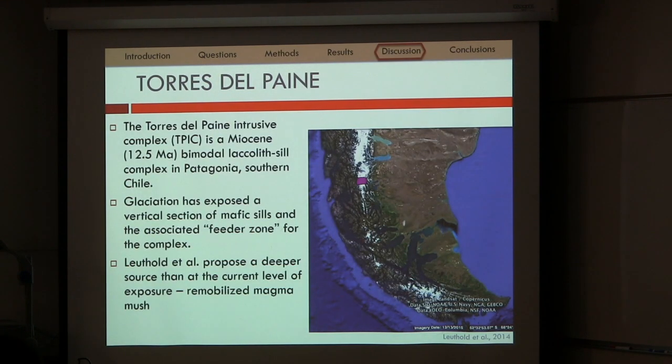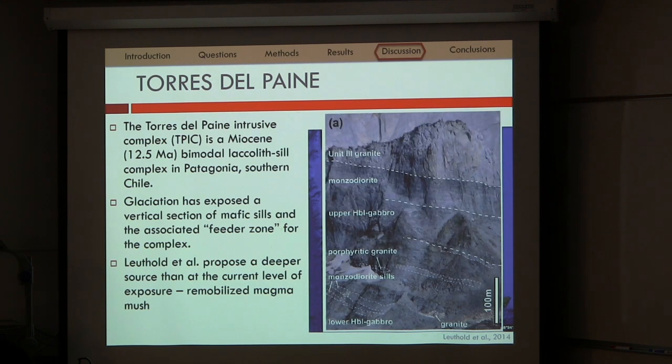So a little bit of background on the Torres del Paine. It is Miocene, it's 12.5 million years old. It's well glaciated, so this is a laccolith sill complex, and they've basically glaciated down so that you can see a vertical section through this, and so you can see the entire sequence pretty well. Leuthold et al., who studied the Torres del Paine, propose a deeper source. We'll get into that in a second, but here we go.